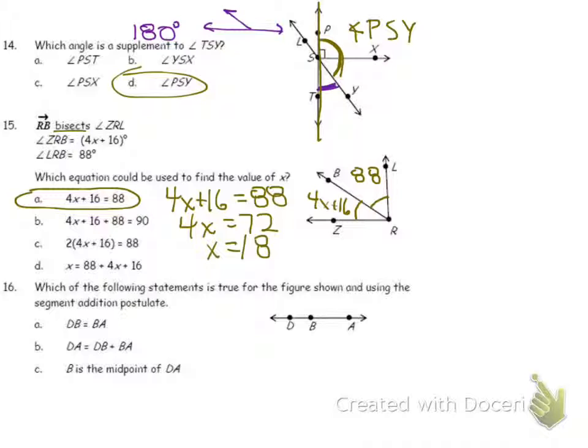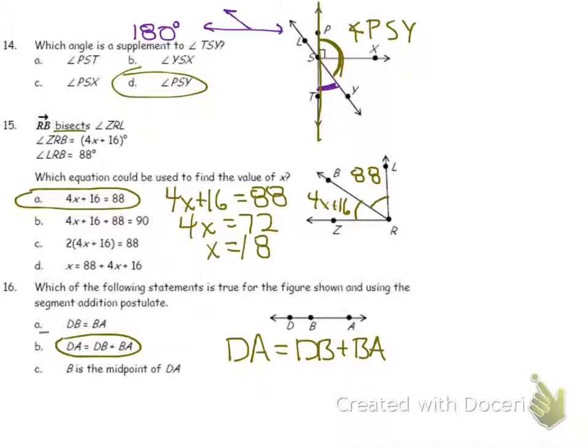16. Which of the following statements is true for the figure using segment addition postulate? So segment addition, just ignoring the answers, we know that the whole thing, DA, is equal to the sum of its parts, DB plus BA. And when I look over, that's answer B.